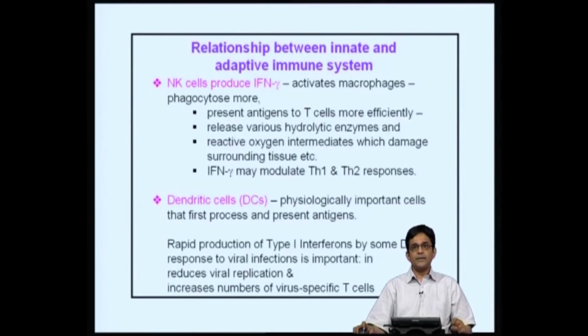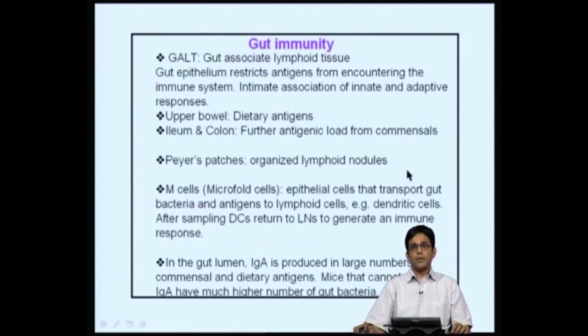The second one is dendritic cells. Some dendritic cells produce large amounts of type 1 interferons in response to viral infections, and these have been shown to play not only an important role in reducing viral replication, but they also result in increased numbers of viral specific T cells. So, again it is a case by which a classical innate cell is modulating the adaptive response.